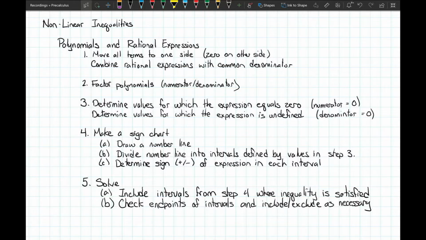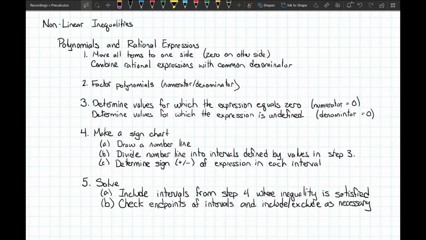And let's start off with polynomials and rational expressions. So really, any combination of algebra here. Much like when we were doing equations, it's much easier if you can get everything on one side equal to 0 and factor. Pretty similar situation here.